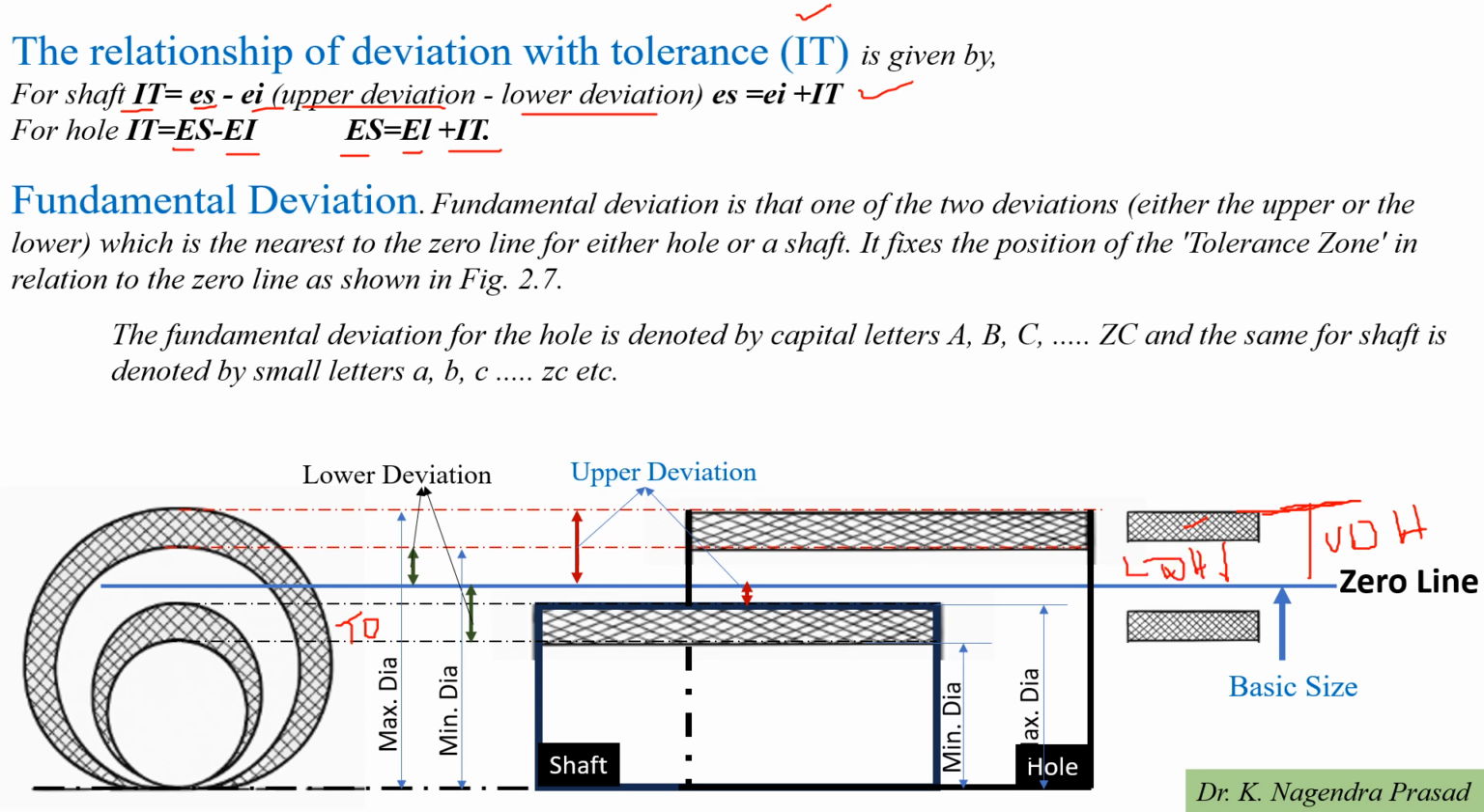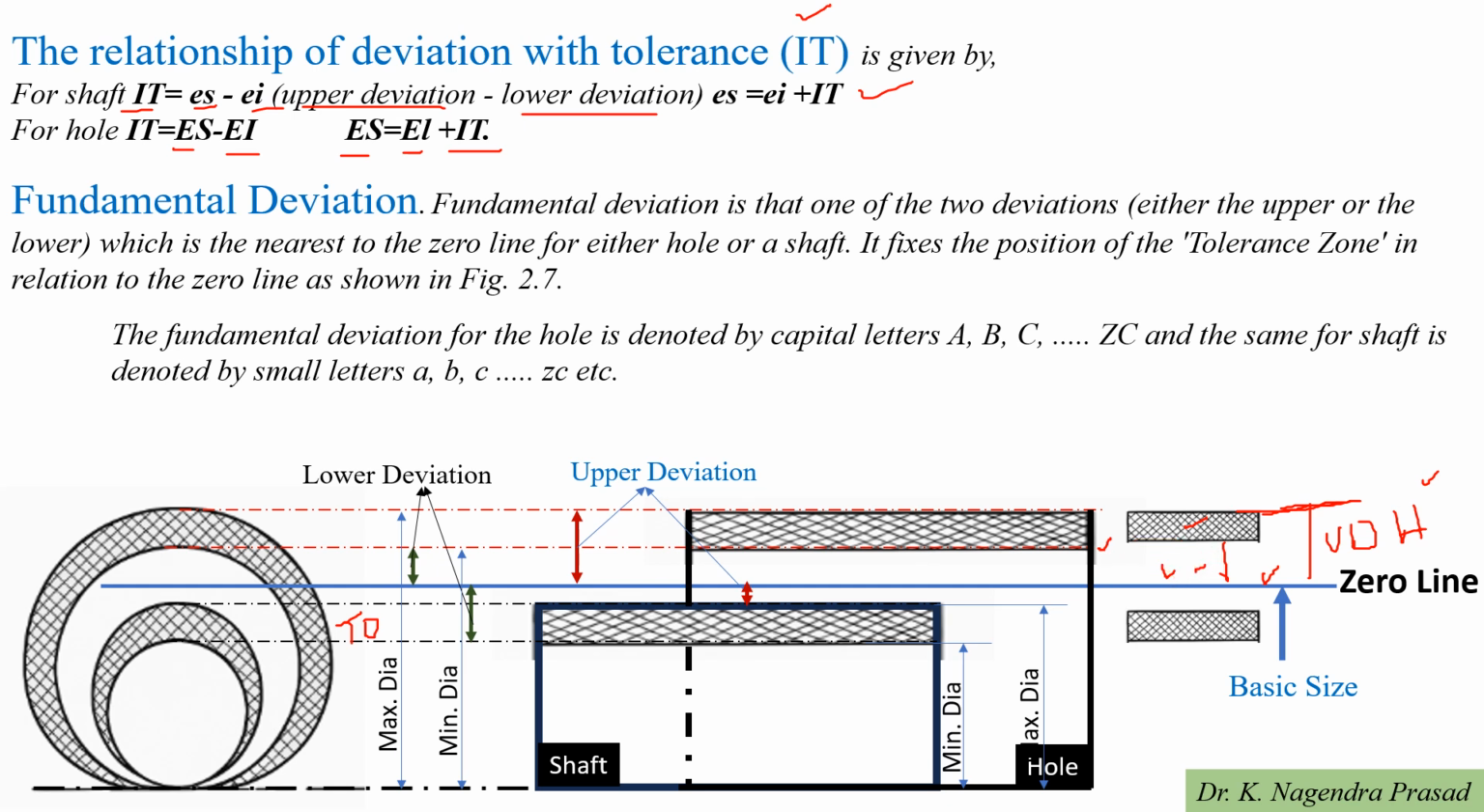So what do we mean by fundamental deviation? Among the upper deviation and the lower deviation, it is the one nearest to the zero line. For this one, upper deviation of the hole and lower deviation of the hole, the lower deviation of the hole is nearest to the basic size. So the lower deviation of the hole is the fundamental deviation.